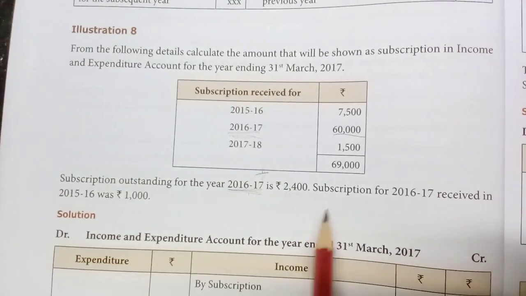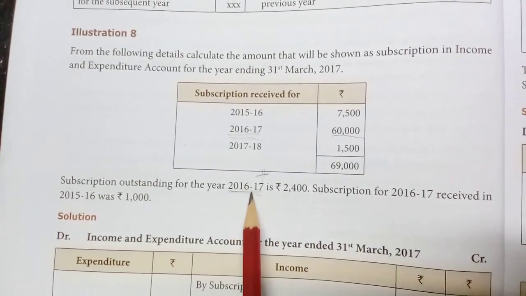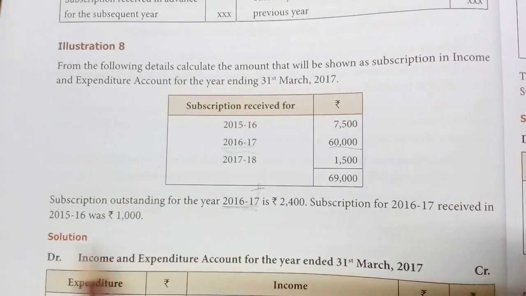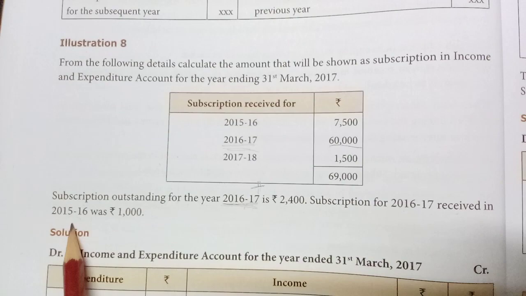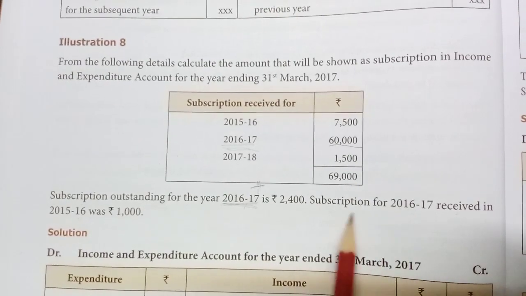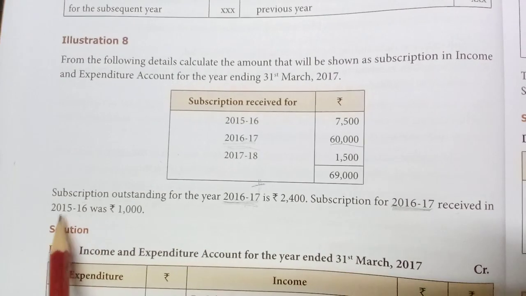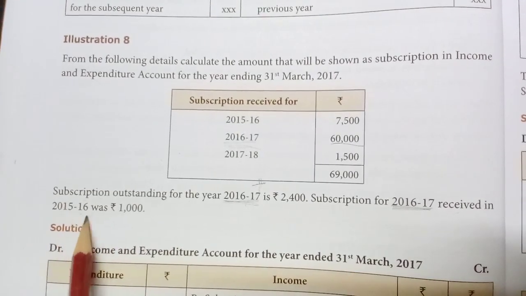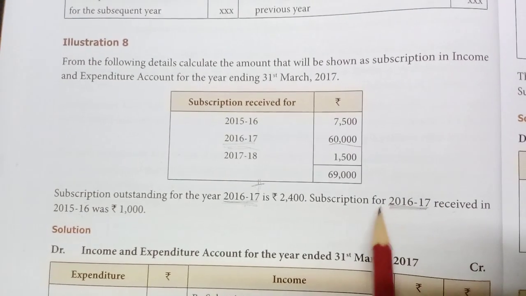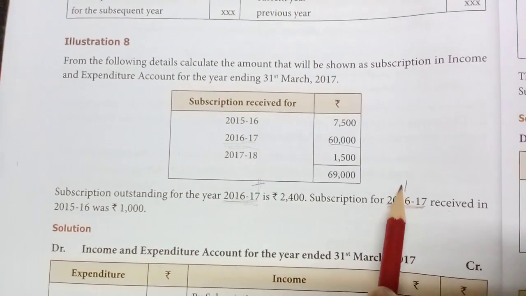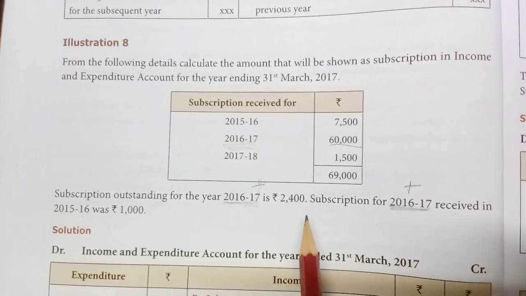We should add. Then subscription for 16-17 received in 15-16. Which year's subscription is it? It is 16-17, this year's, but they have received it in 15-16. So this also we have to add. You just have to see which year the subscription belongs to. Okay, now I will show how to do this one.